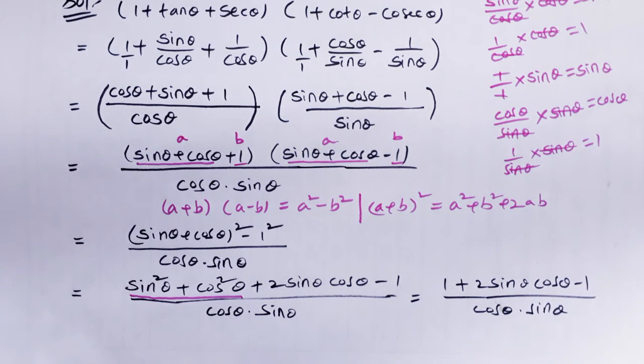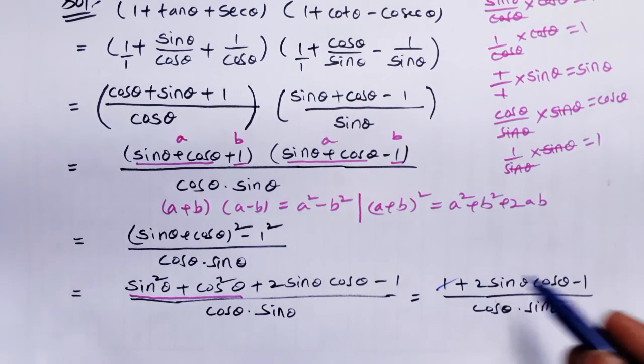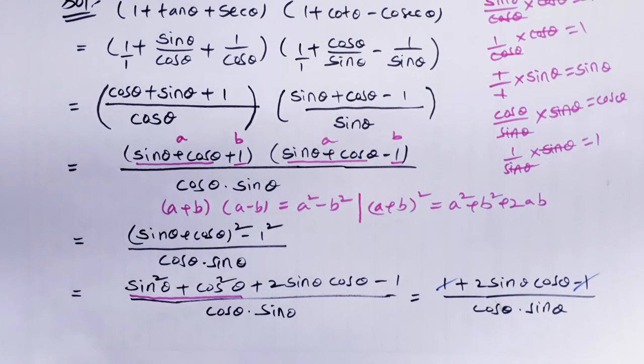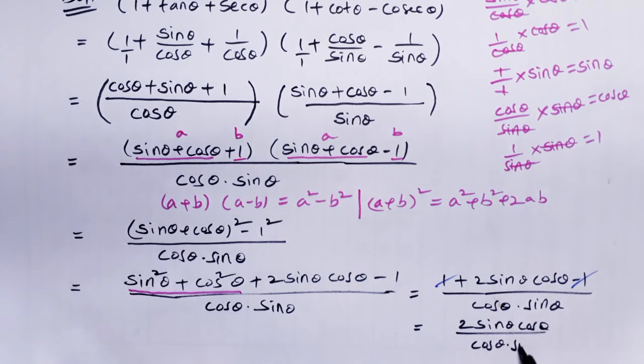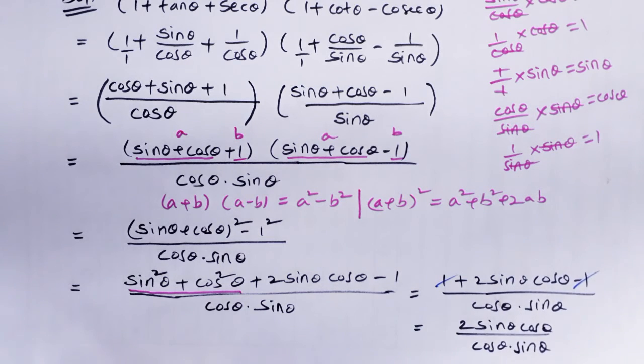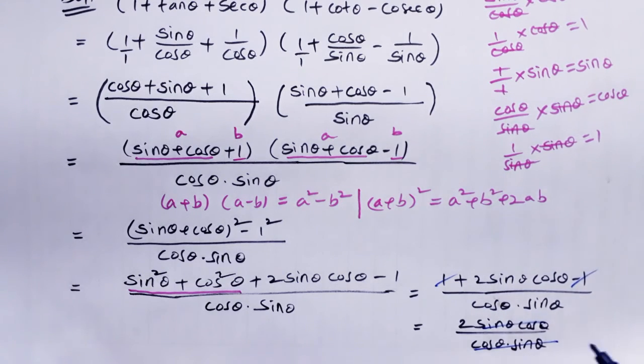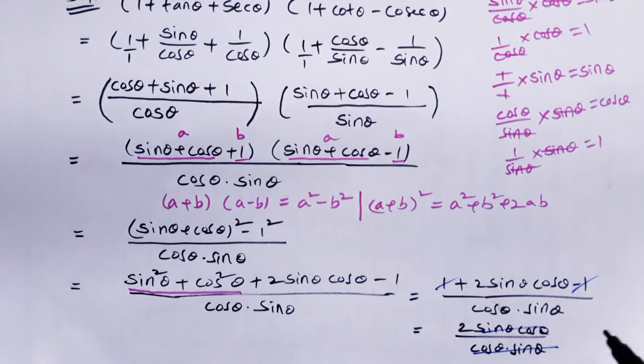Now you see, observe, plus 1 minus 1 cancel, remaining 2 sin theta cos theta divided by cos theta into sin theta. This both we can cancel, sin theta into cos theta, and here cos theta into sin theta we can cancel, both are same only. Okay, so finally the result is what? Finally the result is 2 sin theta cos theta divided by cos theta sin theta cancelled, so 2 will be remaining here, that's it.